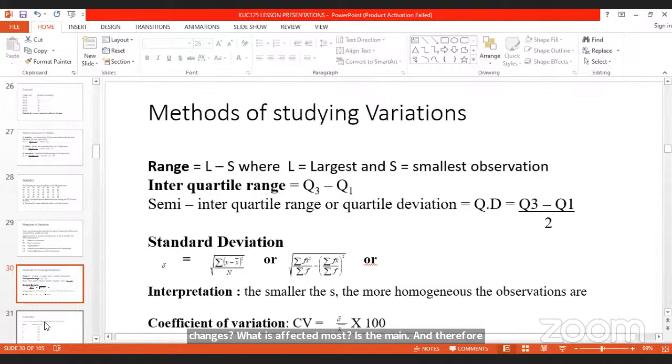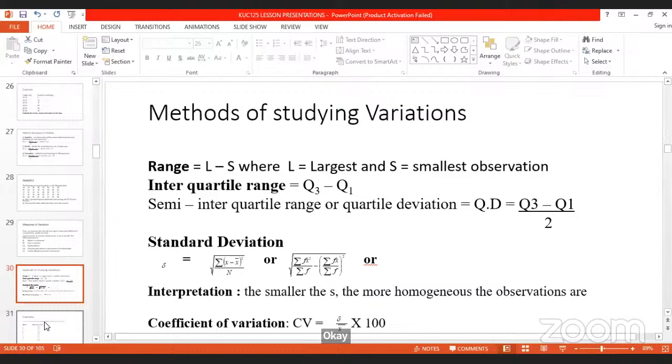And half of that interquartile range is what is defined as the semi-interquartile range, otherwise the quartile deviation, because we are looking at it from the measures of position.